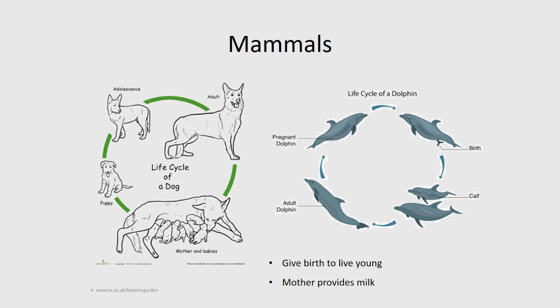Mammals, which include humans, give birth to live young. These young look like a small version of the adult. The young start by getting their food from their mother in the form of milk. This is true for land-based mammals such as dogs and also water-based mammals such as dolphins.